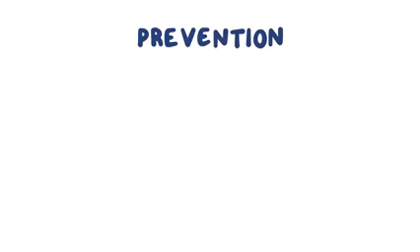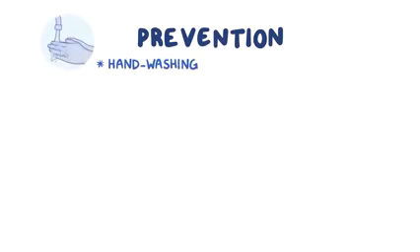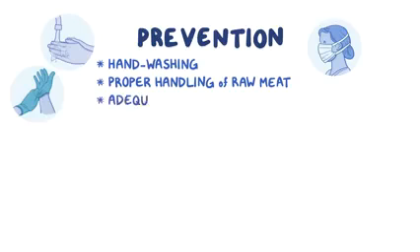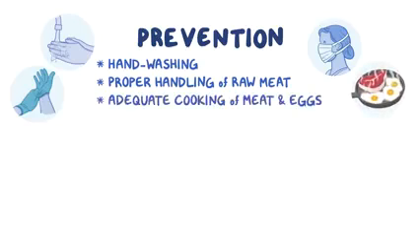Prevention is often the best course of action and includes hand washing after touching raw meat or live animals, proper handling of raw meat to avoid cross-contamination while preparing foods, and adequate cooking of meat and eggs before eating.